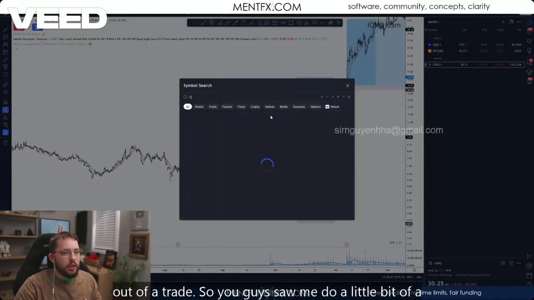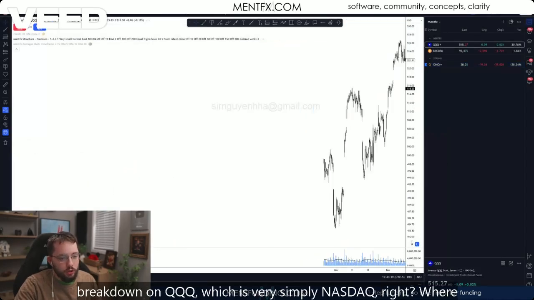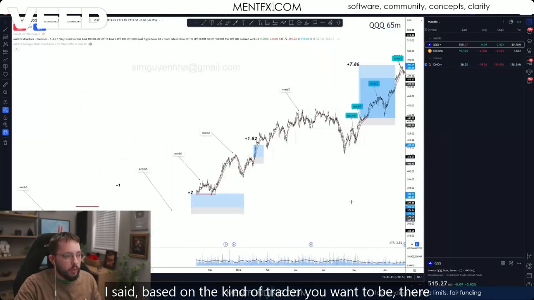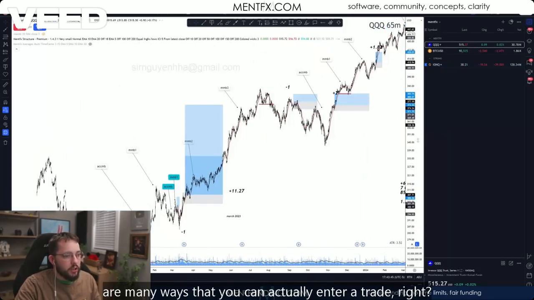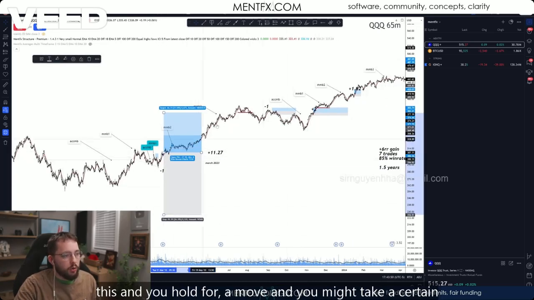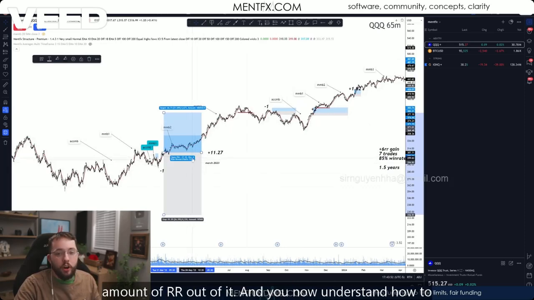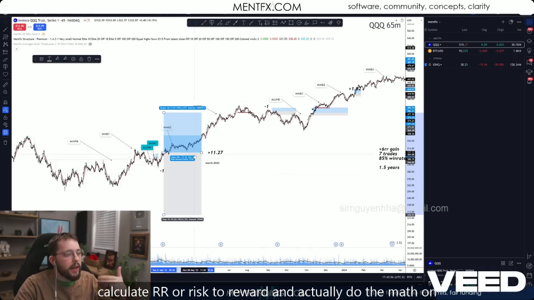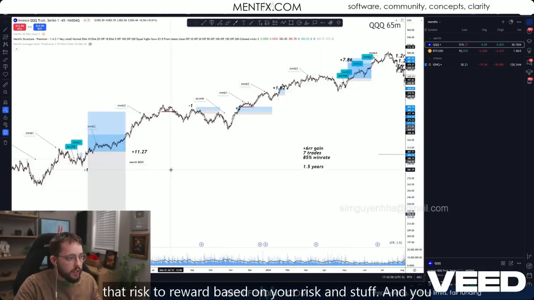So you guys saw me do a little bit of a breakdown on QQQ, which is very simply NASDAQ, where I said, based on the kind of trader you want to be, there are many ways that you can actually enter a trade. You guys saw that a trade can be something like this, and you hold for a move and you might take a certain amount of RR out of it. And you now understand how to calculate RR, or risk to reward, and actually do the math on that risk to reward based on your risk.